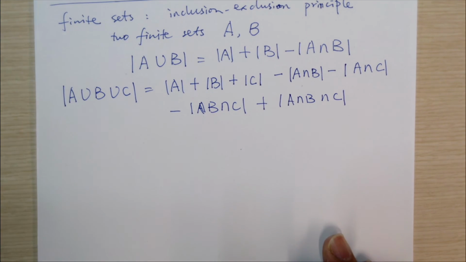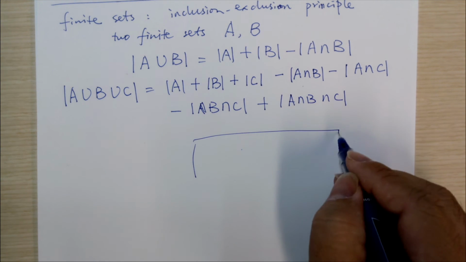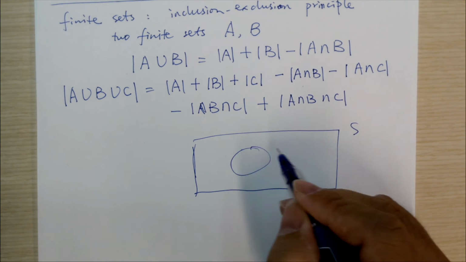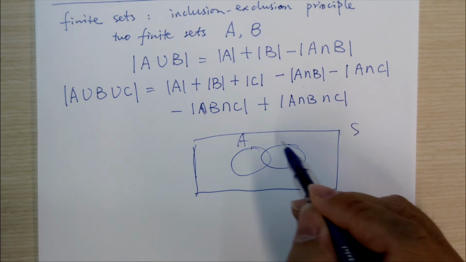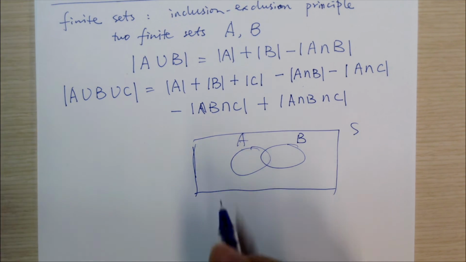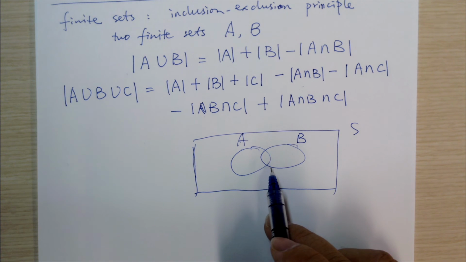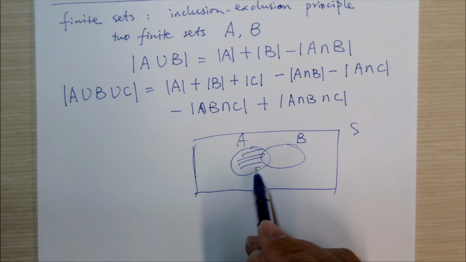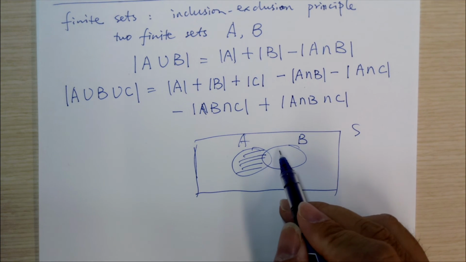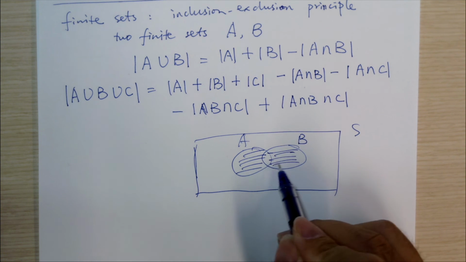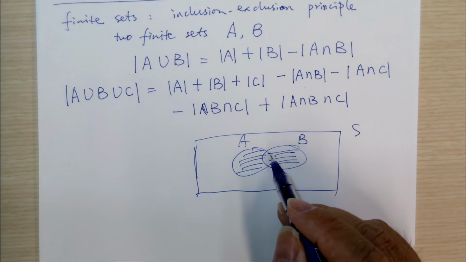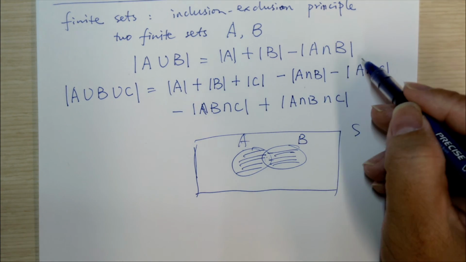So how can we explain this through the Venn diagram? Basically, this is A, this is B. So A union B is this part. It equals the number of elements in A here, plus the number of elements in B here. But don't you agree that this intersection part, we actually counted twice? So we need to get rid of that, which is to subtract this part.